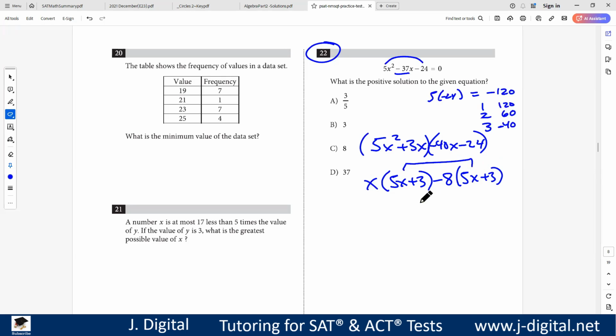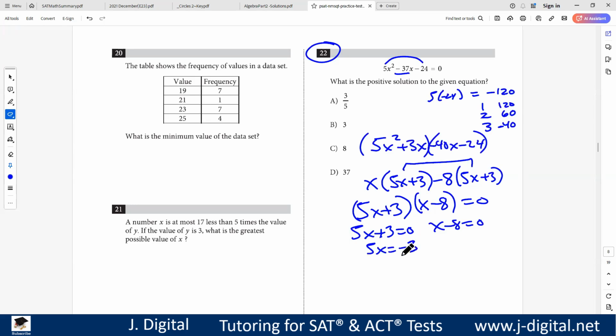Now I'm going to factor out 5x plus 3. So 5x plus 3, and in our other parentheses is going to be x minus 8. Okay, this equals 0. So you would set both of these equal to 0 and solve for x. Just add 8 to both sides here, so x equals 8.